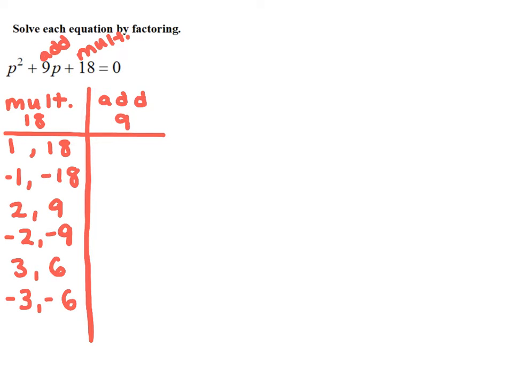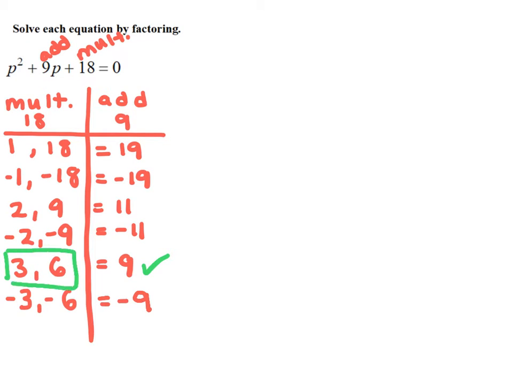Now we want to figure out which pair of these numbers is going to add up to 9. So if I were to add 1 plus 18, I would get 19. Negative 1 plus negative 18 would give me negative 19. 2 plus 9 would give me 11. Negative 2 plus negative 9 would give me negative 11. 3 plus 6 would give me 9. And negative 3 plus negative 6 would give me negative 9. Now the only case that adds up to positive 9 is right here.